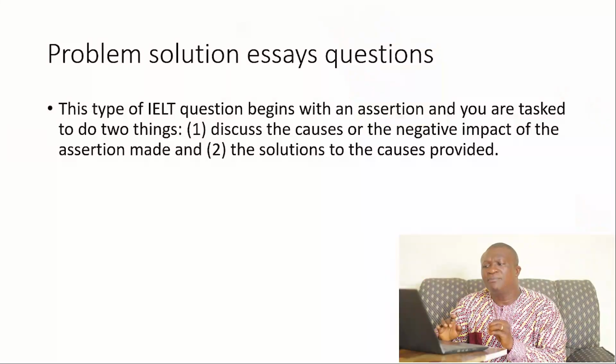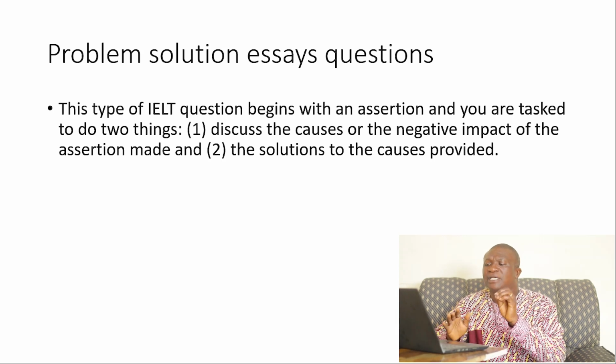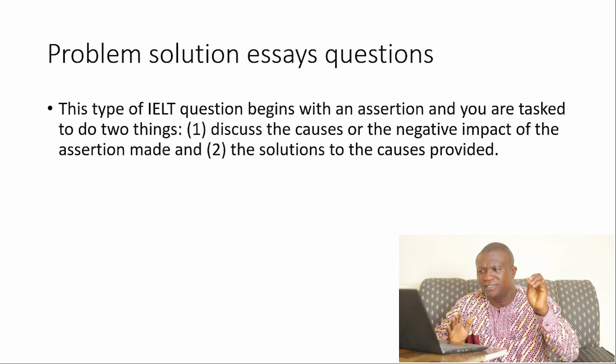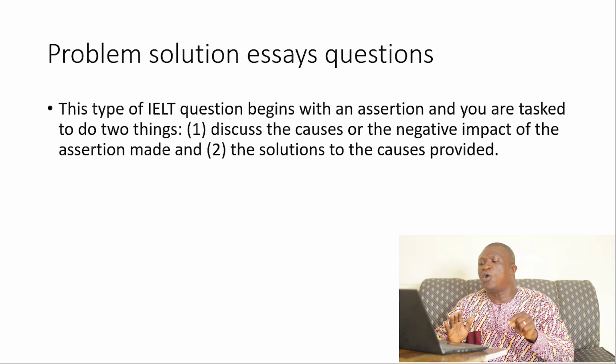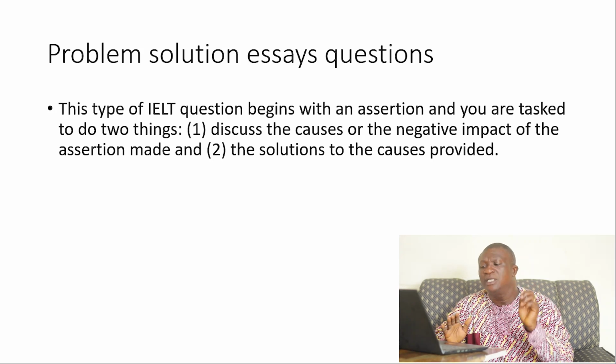Now, let's move on to the other type. The next one we want to look at is the problem solution essay question. In this type of IELTS question, it actually begins with an assertion, and you are tasked to do 2 things. 1, discuss the causes or the negative impact of that assertion made, and then 2, the solution to the causes provided. So that is why it is a problem solution.